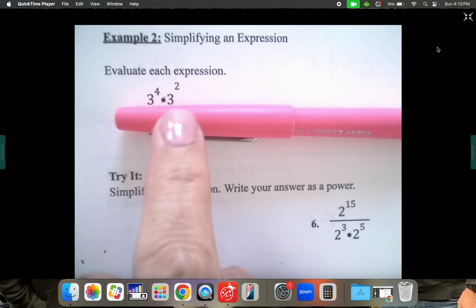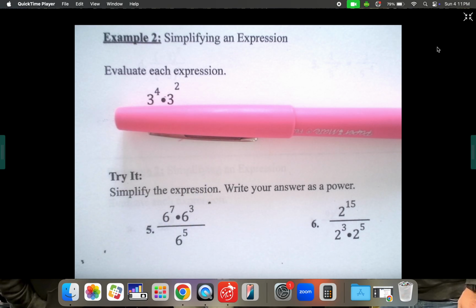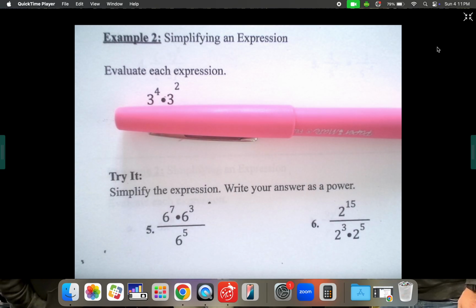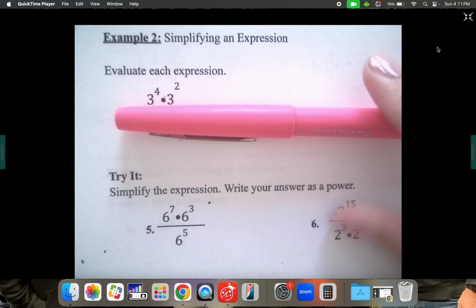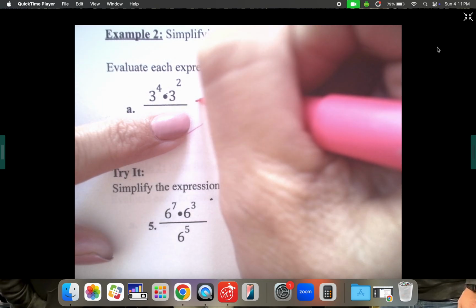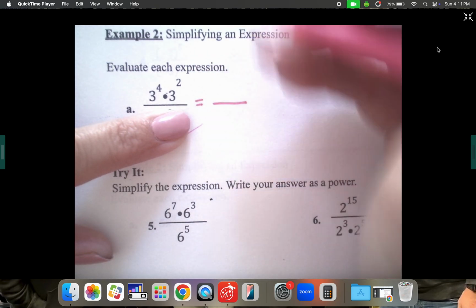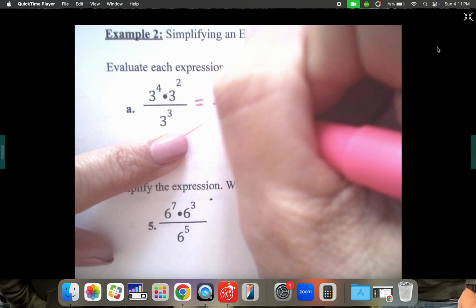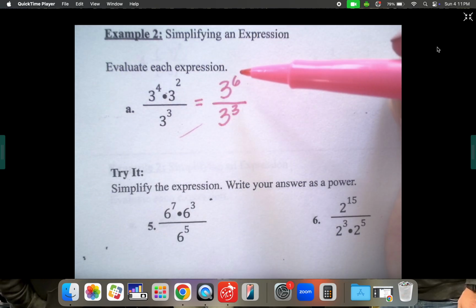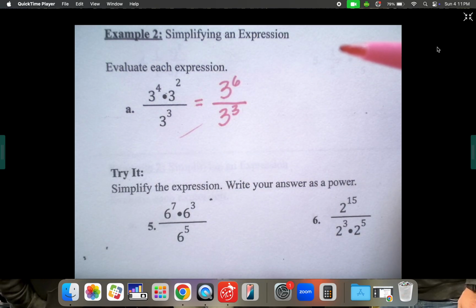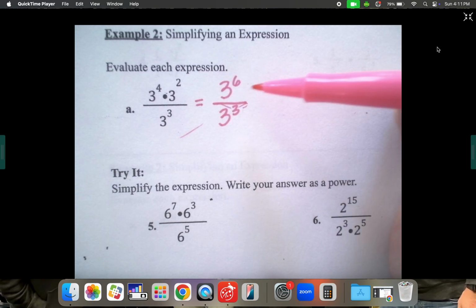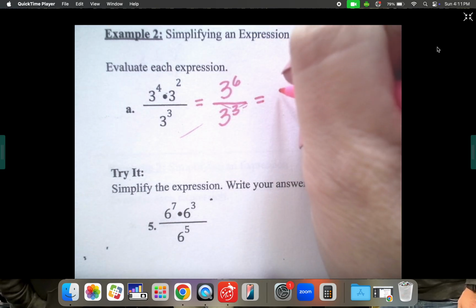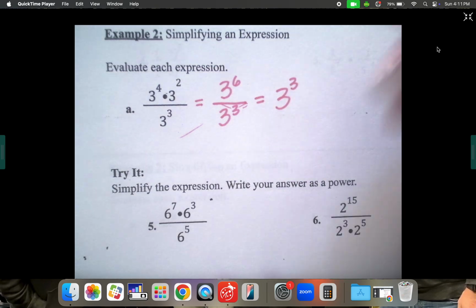anytime the bases were the same and you were multiplying, our shortcut was you add exponents. So 3 to the 4th times 3 squared, if I ignore that bottom part, would be 3 to the 6th in the numerator. And now we've got this 3 to the 3rd on the bottom, but now we're going to drag in our new lesson that we've just learned today. We're dividing, and if you're dividing numbers with the same base, you can subtract their exponents. So the final answer here would be 3 to the 3rd.